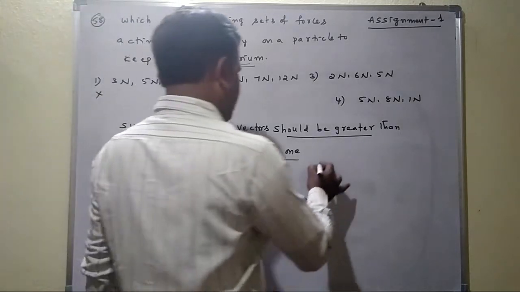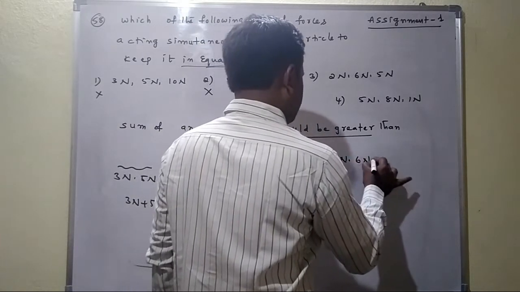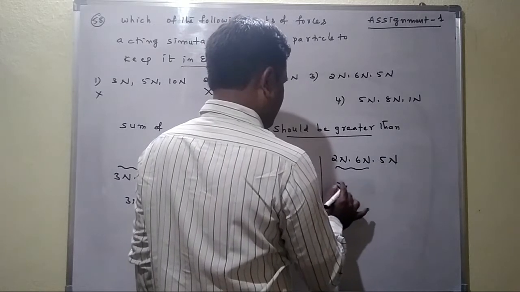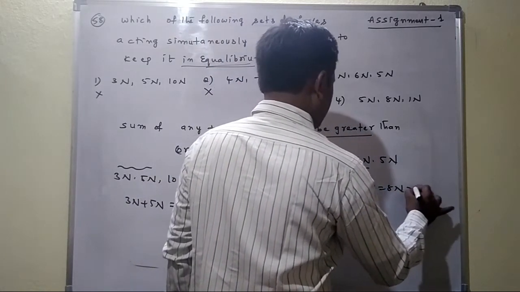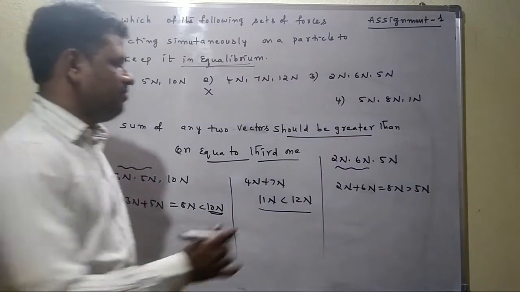Now come to the third option. You can observe 2 Newton, 6 Newton, 5 Newton. Suppose we first consider these two: 2 Newton plus 6 Newton is equal to 8 Newton. 8 Newton is greater than 5 Newton. One condition is over. Next we can check the other two.